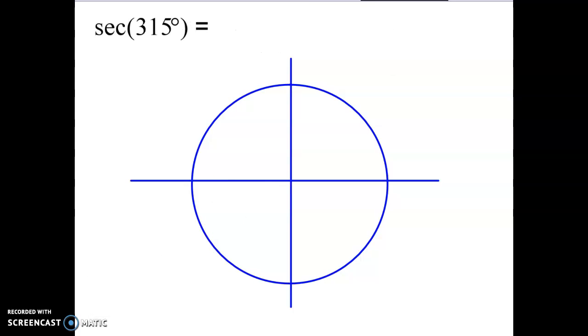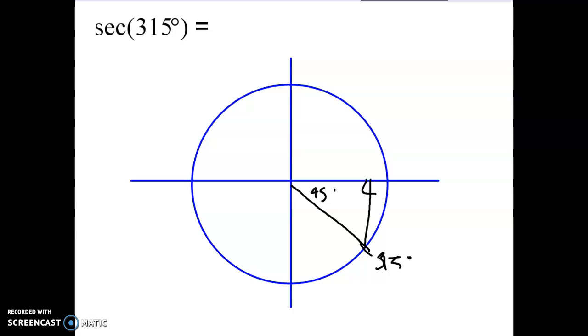All right, how about secant of 315? This time I'm going to go in a positive direction. So 90, 180, 270, but not all the way to 360. How far do I have to back up from 360 to get to 315 degrees? 360 minus 315 is 45. So my reference angle on this one is 45 degrees.